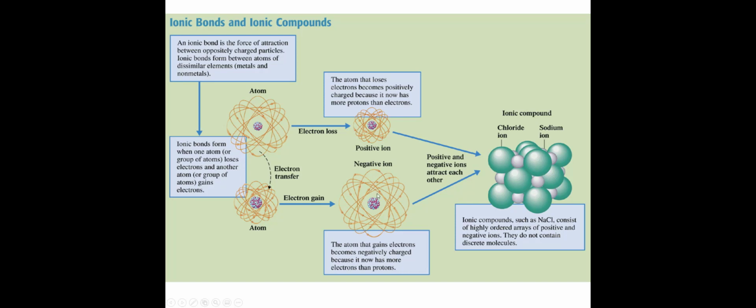But this didn't happen just one atom at a time. There were millions and millions of atoms probably doing this at the same time. So this chlorine, which is negative, isn't just going to be attracted to one sodium. It's going to have lots of sodiums surrounding it. And then those sodiums, in turn, are going to be surrounded by lots of chlorides. So ultimately what we get is a structure that looks like this. This is what we would call a crystal lattice.